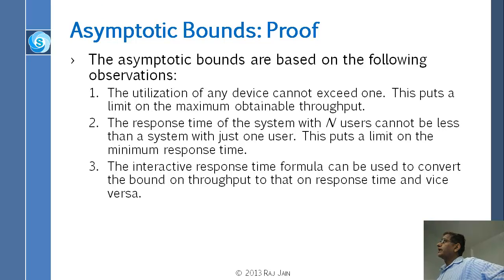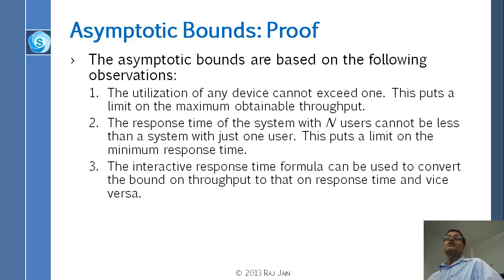First of all, utilization of any device cannot exceed 1. That puts a limit on the maximum obtainable throughput. So the bottleneck device has the highest utilization, and it will be 1 in the worst case, in the highest throughput case. And the response time of a system with any number of users cannot be less than that of a system with just one user.